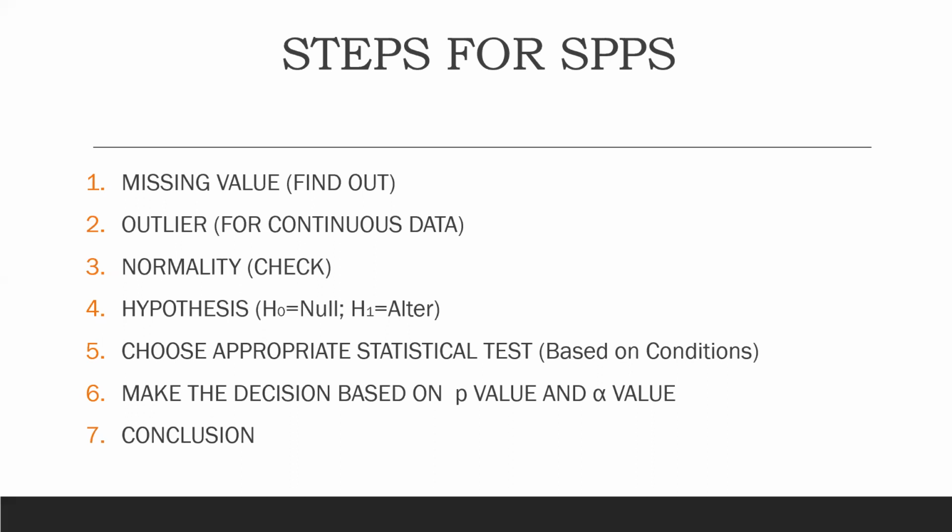H0 means null. Null means there is no significant difference between two groups. And H1 means there is a significant difference between two groups. It's true or false, like that. Can you understand? Whether it passed the test or failed the test. Did you get it or not?